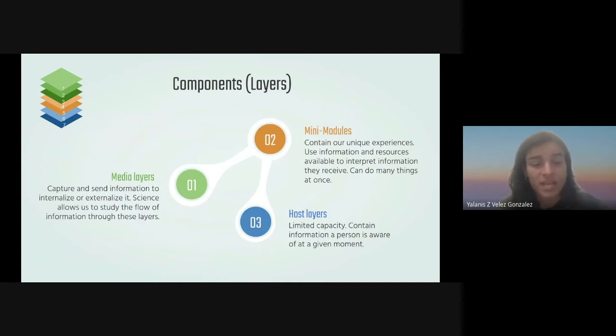Then we have the host layers. They will be in blue. The host layers are also internal. They are also part of our minds. And so we don't know exactly where they are either. We think that we think with our brains, and we think that our minds are associated with our brains. So maybe we can say that they're close to our brains, but we don't know where our mini modules are, or where our host layers are. We haven't been able to study them as we have with the media layers.